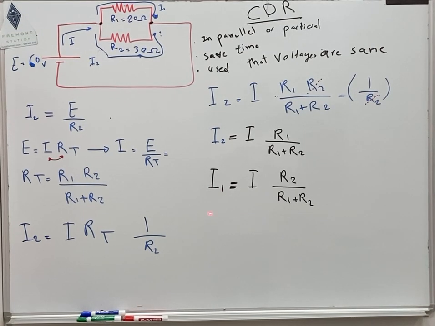To find I1, it's the same, except for I1 we use R2 up here, and for I2 we use R1. So this is one equation, and this is the other equation to find I2 and I1.